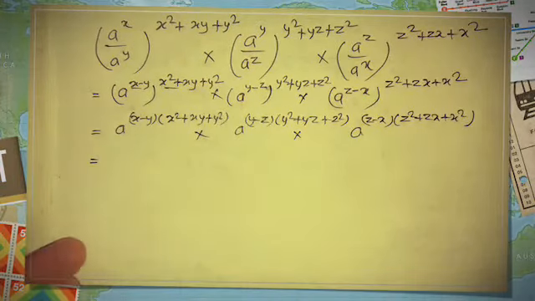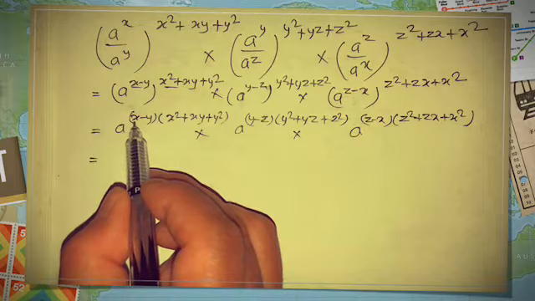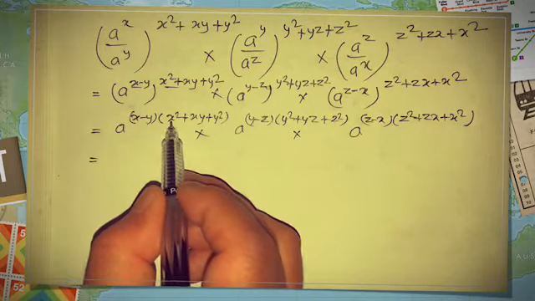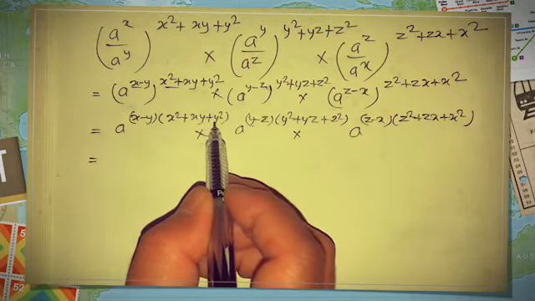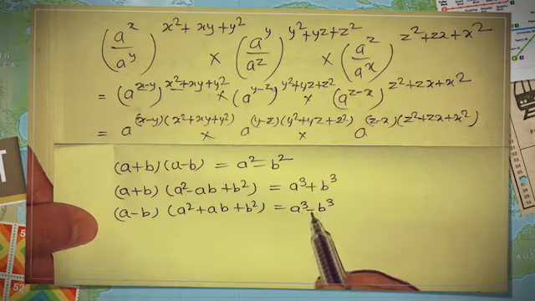Now before we do simplifications, let's look at here. X minus y, x square plus xy plus y square. Okay, this is in the formula. Okay, which formula? Here. So you should know the formula also. A plus b, a square minus ab plus b square, in place of this, a cube plus b cube we can write here. And a minus b, a square plus ab plus b square equals a cube minus b cube.